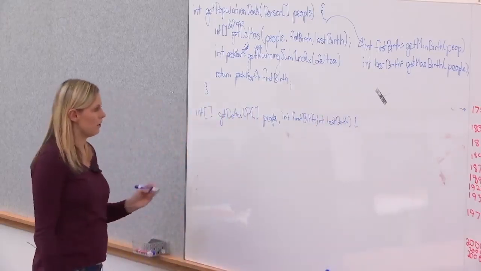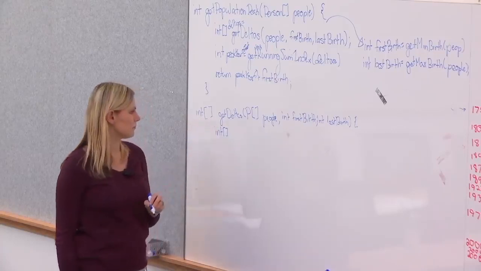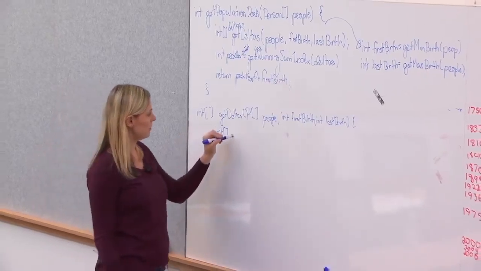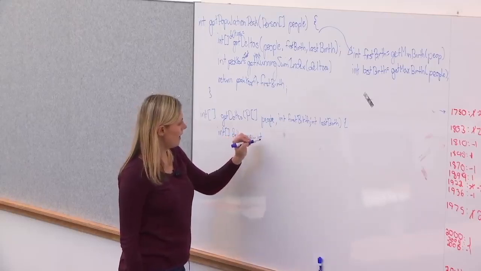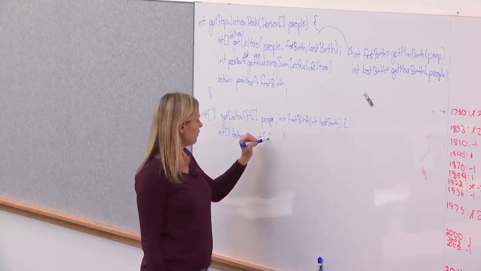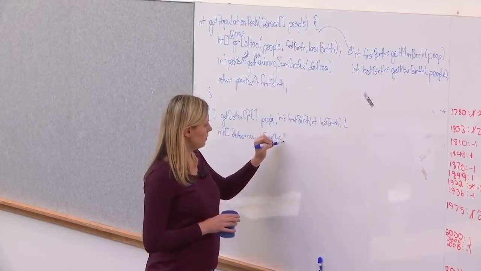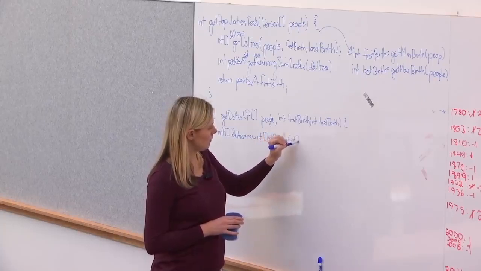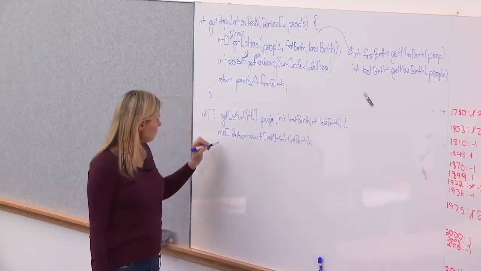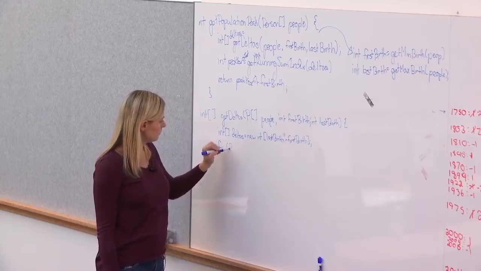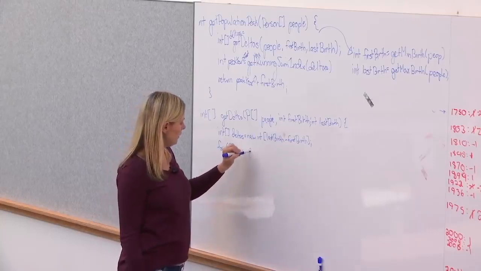Okay, now I need to declare an array. And okay, so I need an array of all the deltas. And this needs to go from the first in this range, last birth to the first birth. Now for each person in this people array.